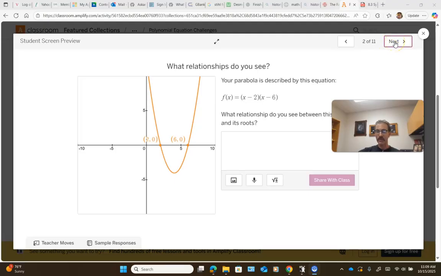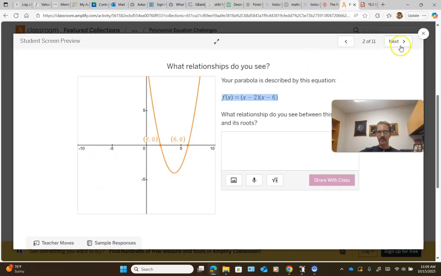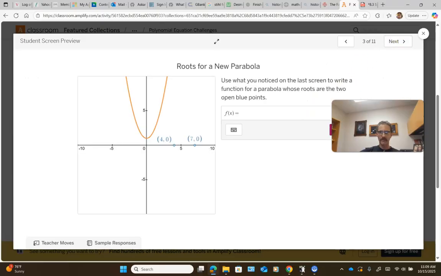that's basically what the factor theorem says here in the notes. See, it says if f of c is equal to 0, then x minus c is a factor. That just means that if 2 is a 0 of your polynomial, then x minus 2 is a factor. Okay. And let's go back to this real quick. What about this one?